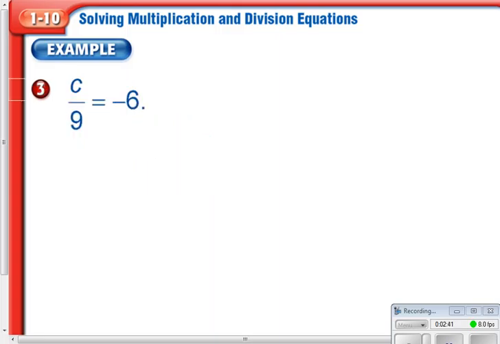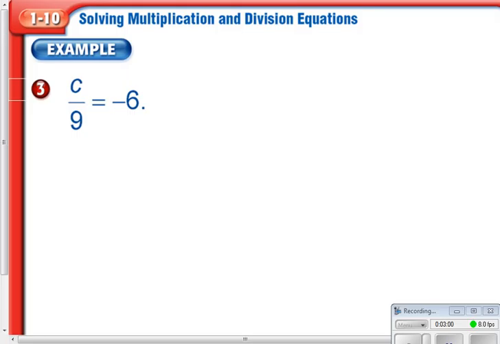Example 3, we have c divided by 9 equals negative 6. Need to get c alone. C is the side with our variable, so the left side. Now, the thing that is happening to c right now is it's being divided by 9. So instead of division, we need to do the inverse, which would be to multiply.